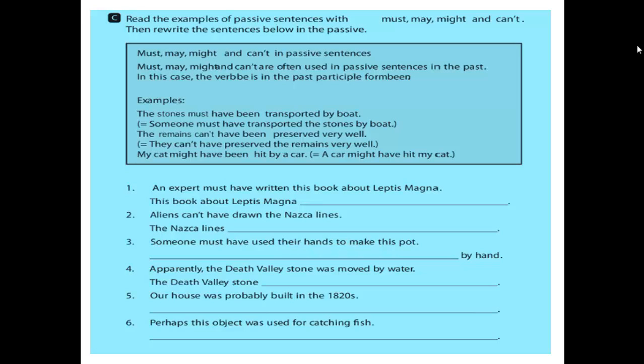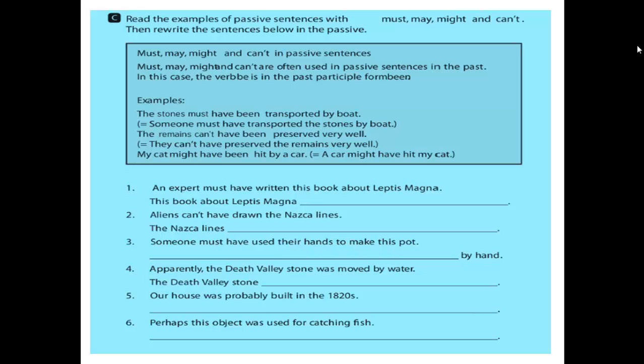Must, might, may, and can't in passive sentences. So must, may, might, and can't are often used in passive sentences in the past. In this case, the verb be is in the past participle form, which is been. So here, after must, might, may, and can't, we put the verb to be in the form of been. Examples: the stones must have been transported by boat. So somebody must have transported the stone by boat.